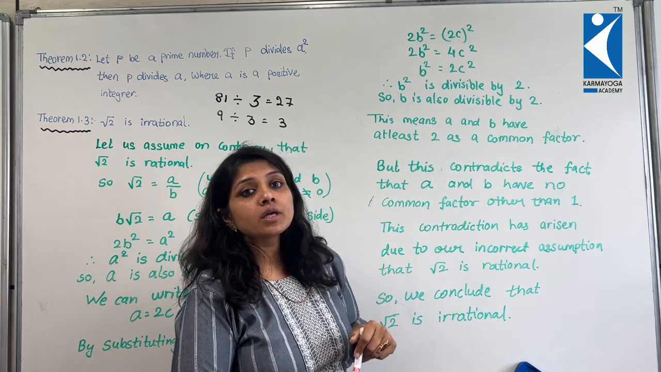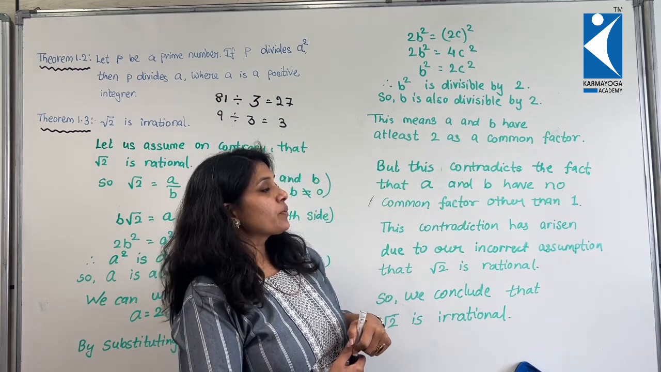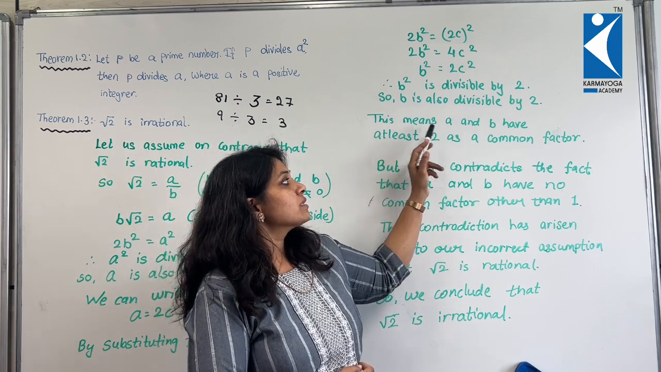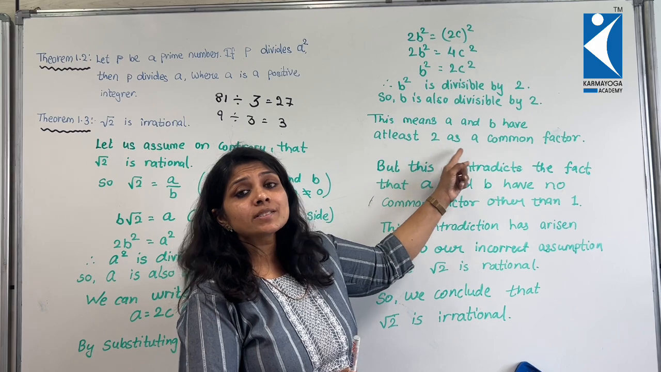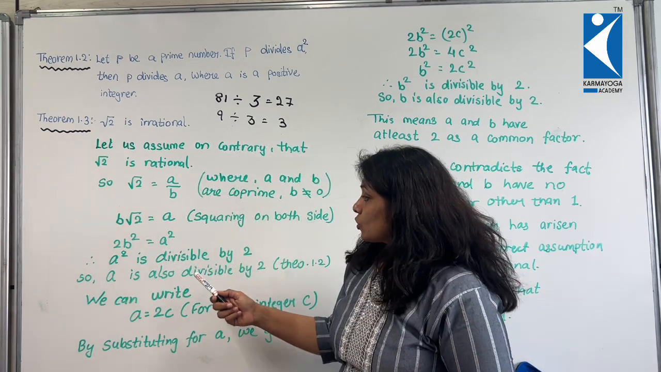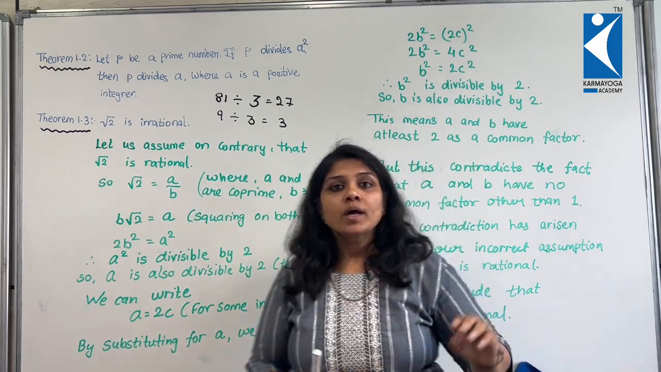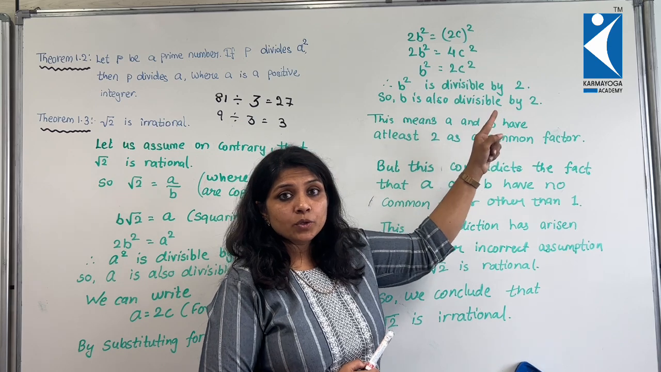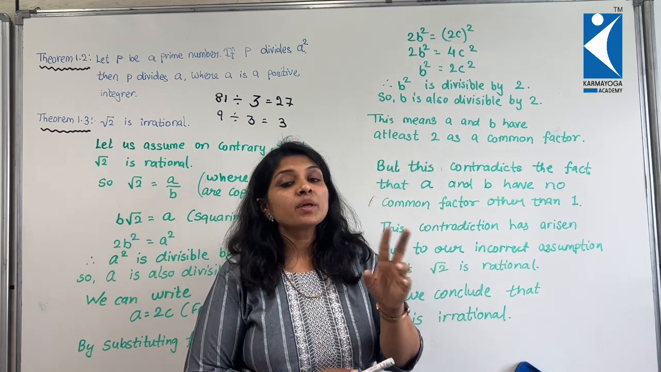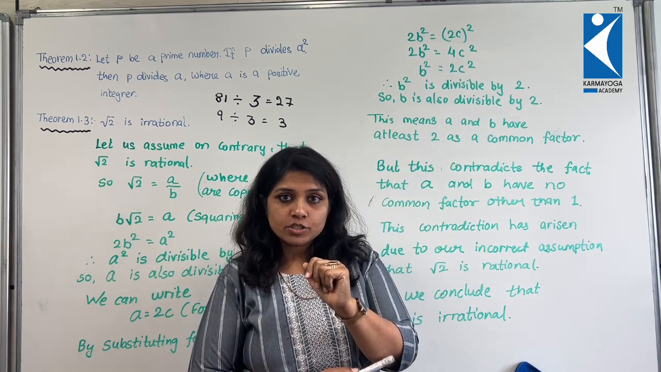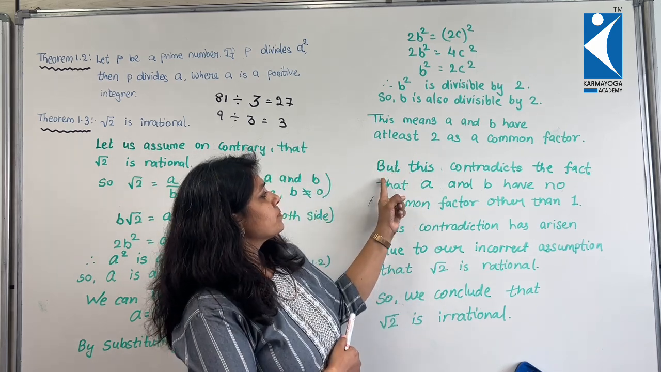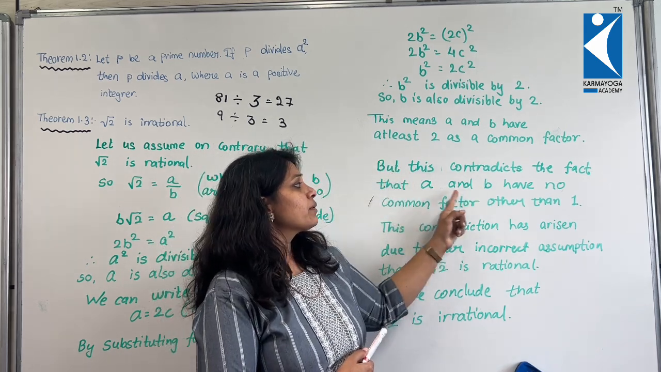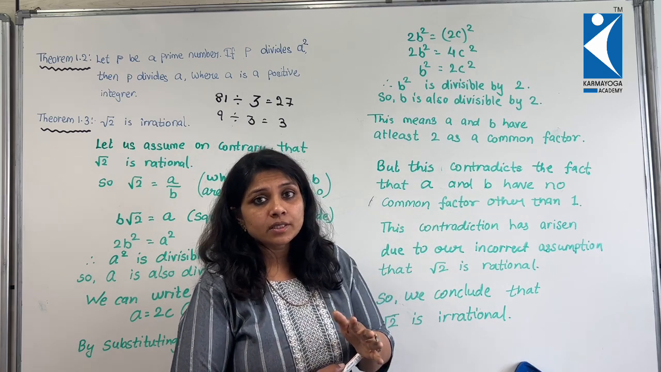Here we will mention as per theorem 1.2. This means that a and b both have at least 2 as a common factor, as a is also divisible by 2 and b is also divisible by 2. So what we can say is that a and b both have 2 as a common factor other than 1 and the number itself. Okay, but this contradicts the fact that a and b have no common factor other than 1.